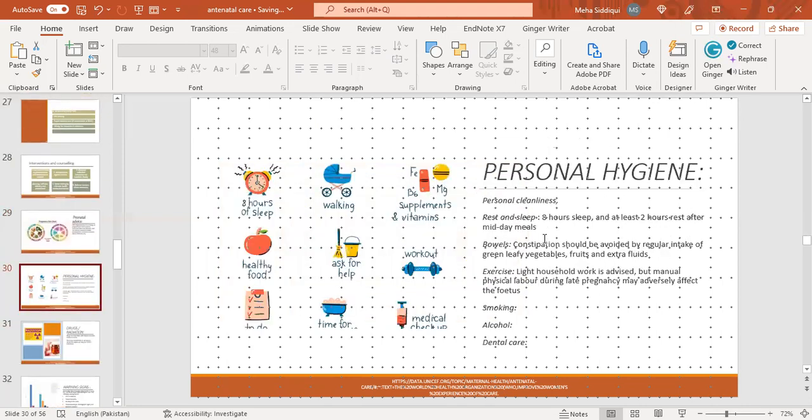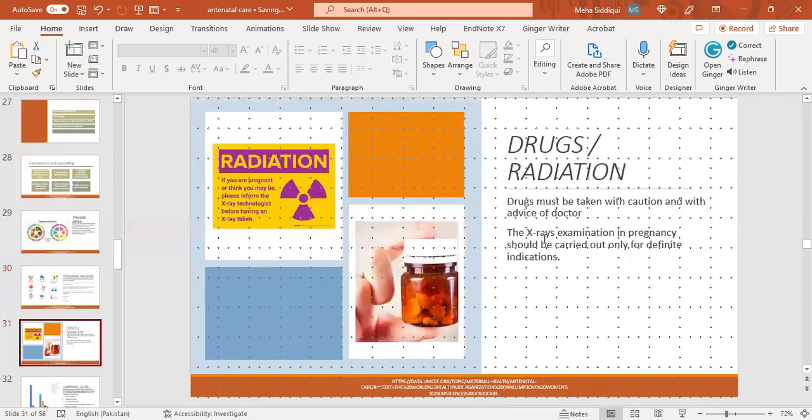Personal hygiene. Personal cleanliness, rest and sleep, 8 hours sleep, and at least 2 hours rest after midday meals. Constipation should be avoided by regular intake of green leafy vegetables, fruits, and extra fluids. Light household work is advised, but manual physical labor during late pregnancy may adversely affect the fetus. Smoking and alcohol should be quit during pregnancy, and there should be special attention on dental care.